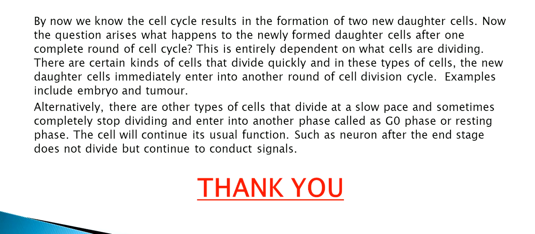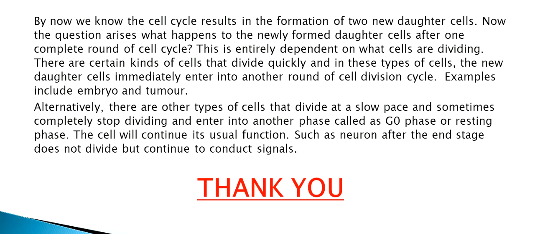By now, we know the cell cycle results in the formation of two new daughter cells. Now the question arises, what happens to the newly formed daughter cells after one complete round of cell cycle? This is entirely dependent on what cells are dividing. There are certain kinds of cells that divide quickly, and in these types of cells, the new daughter cells immediately enter into another round of cell division cycle.